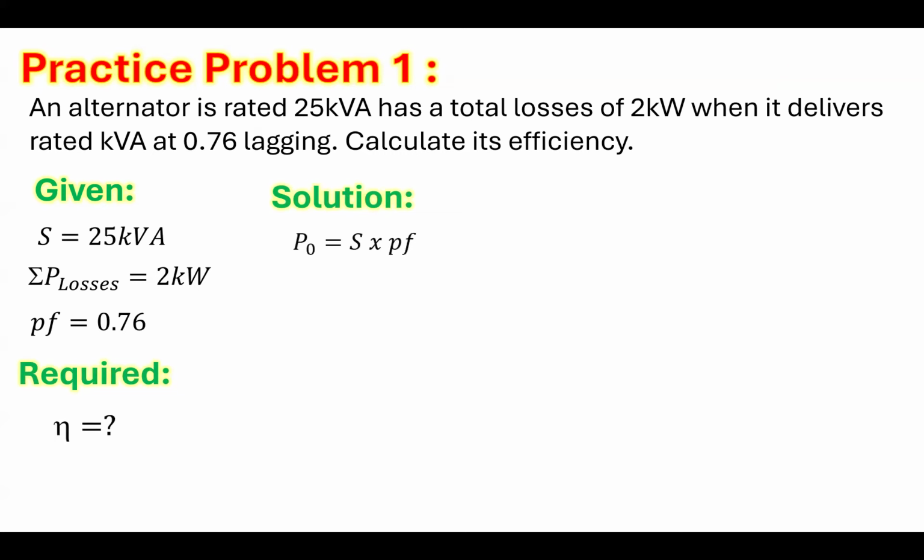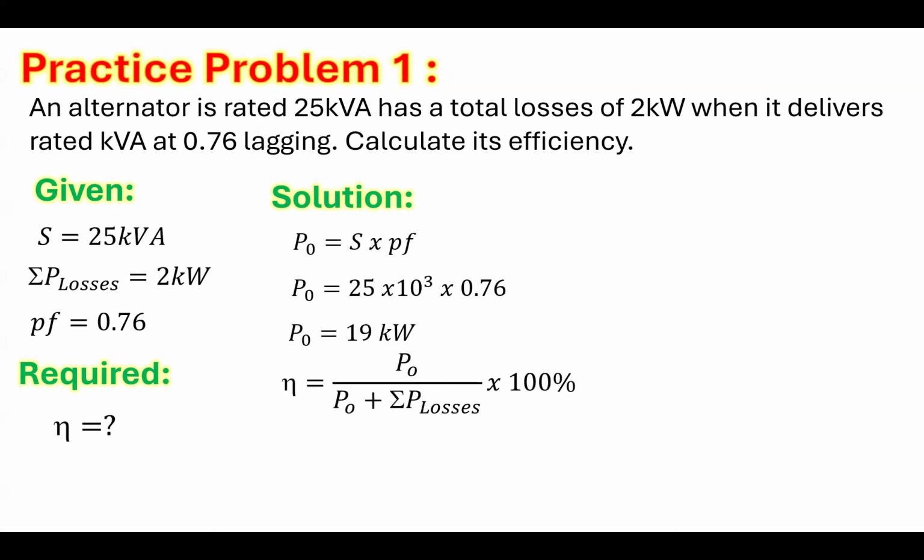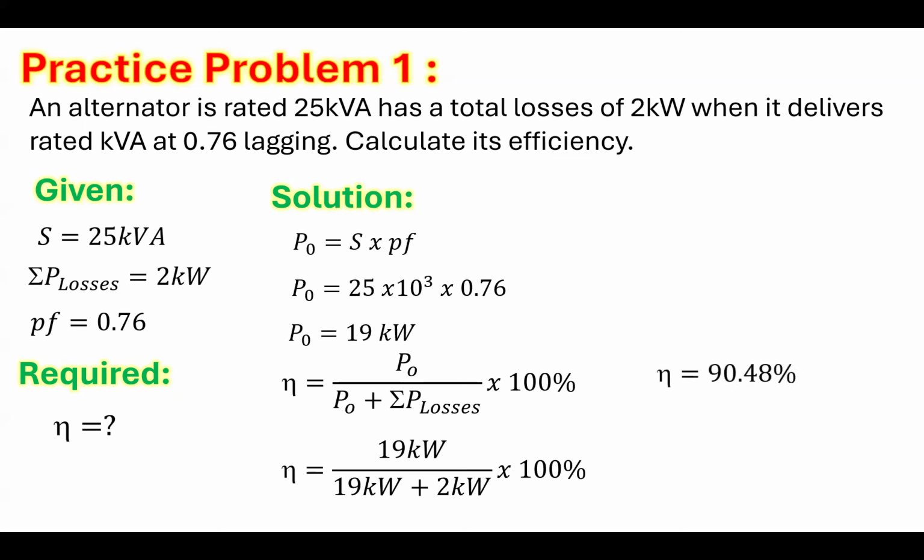So let us solve the output power first. That is equals to apparent power multiplied by the power factor. And that will give us 19 kilowatts. Then we will use our equation for the efficiency. Then substitute all the values given and the output power. Then this will give us 90.48%.